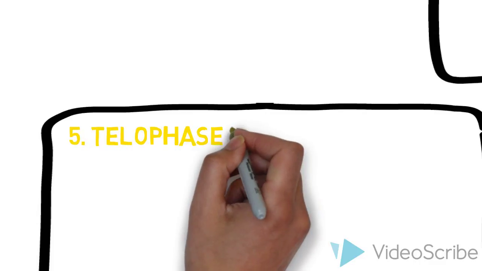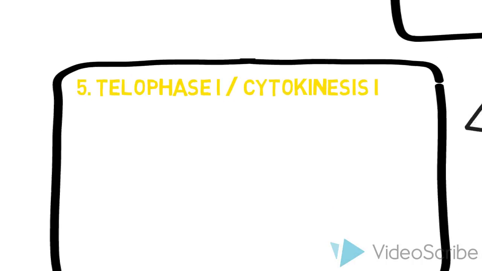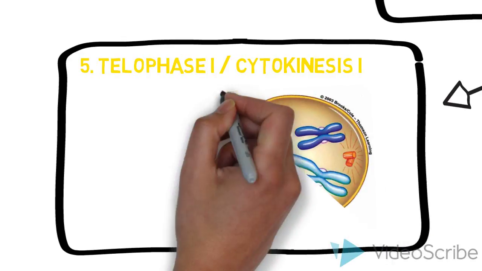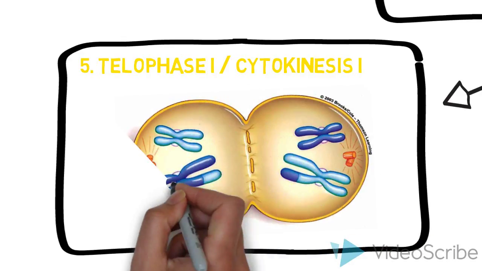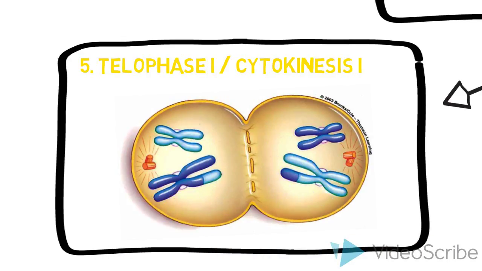In our next phase, telophase 1, nuclei begin to form around the chromosomes, and spindle fibers and centrioles break down. Cytokinesis is also displayed in this picture, where the cytoplasm and cell membranes break apart and make 2 completely different cells.